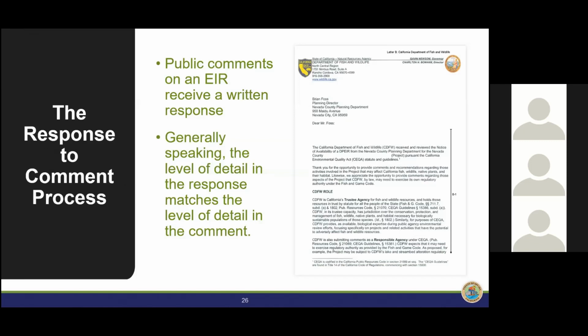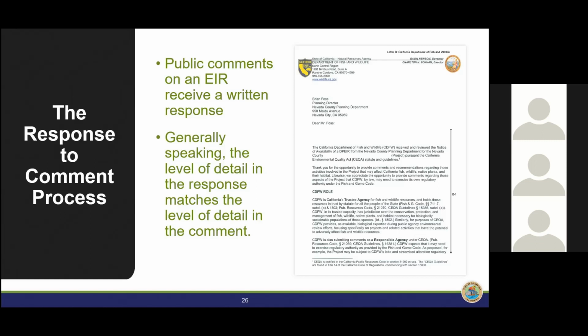Generally, the level of detail that's provided in the comment is what's going to be reflected in the response to comment. So all the letters that come in as part of the public review process, the lead agency takes those, and the example shown on the screen is a comment letter that was submitted to the county from the California Department of Fish and Wildlife. Each letter is taken, and within that letter, there may be any number of individual comments. Those are bracketed out, and then a written response is prepared for that specific comment. So it may not be unusual for one 2 or 3 page letter to have 10 or 15 specific comments in it that need to be addressed.